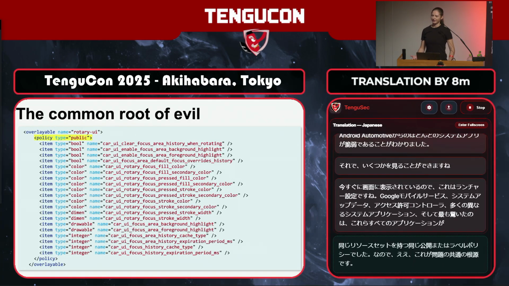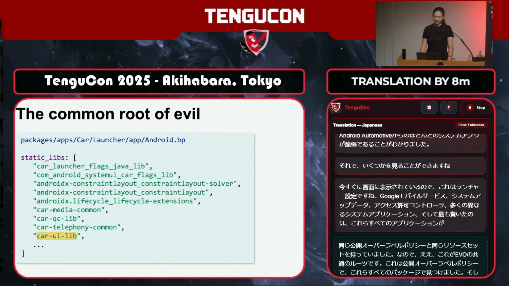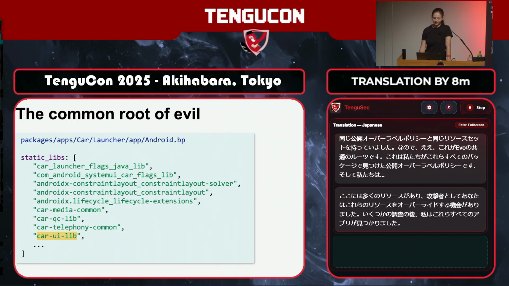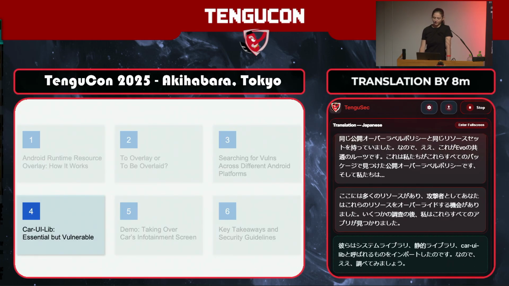This is the public overlay policy, which I found in all these packages. And we have a lot of resources here, right? You, as an attacker, had an opportunity to override these resources. After some research, I found that all these apps imported a system static library called Car-UI-Lib. So let's dig through this system library.